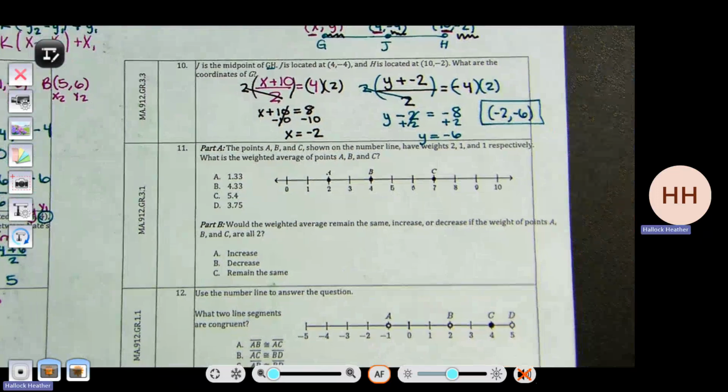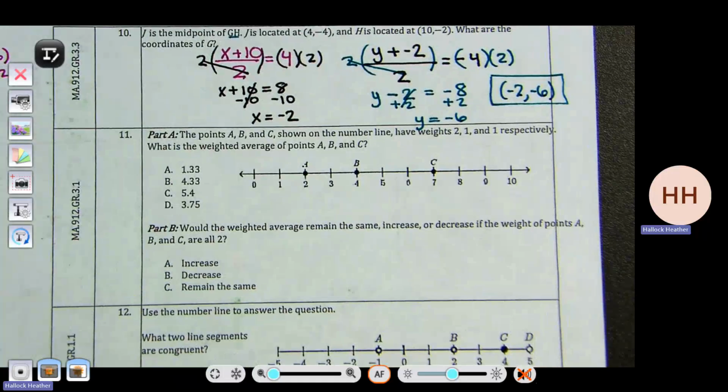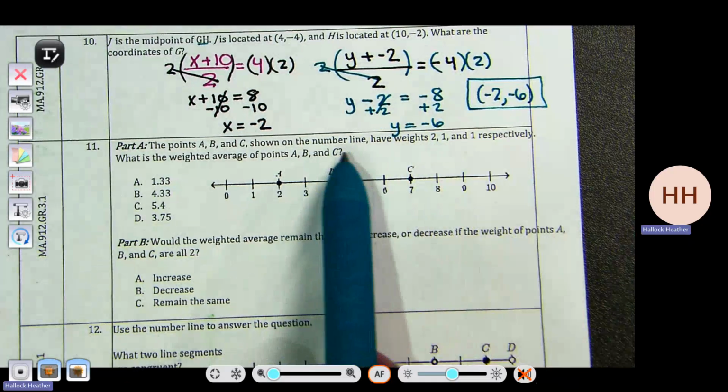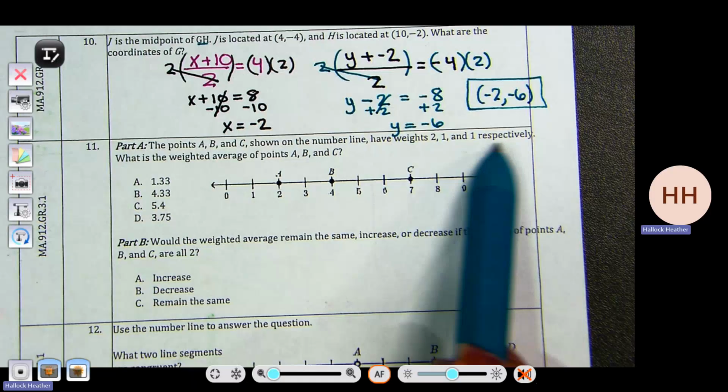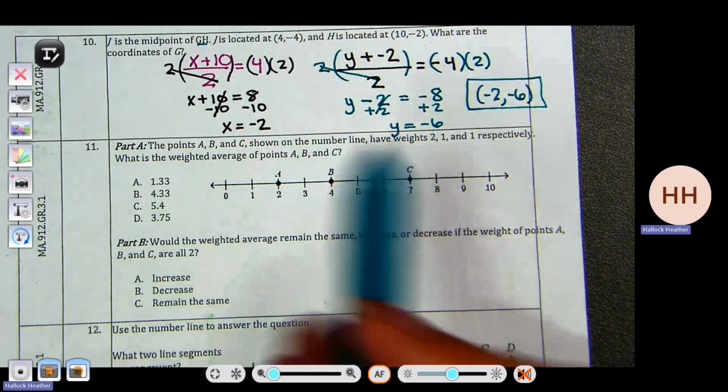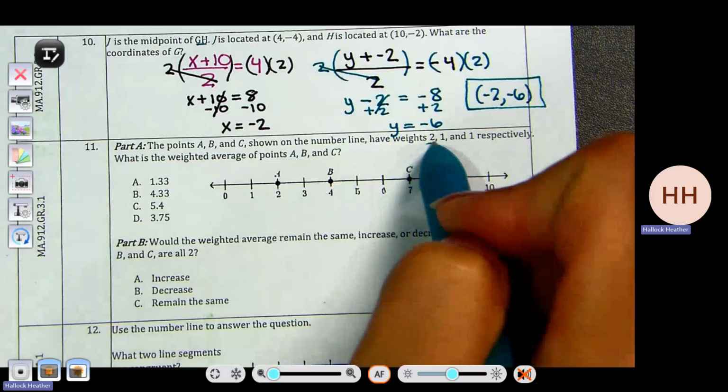11 is weighted average. 11 says the points A, B, and C are on the number line. Oh my gosh, they gave you 3 points. Okay, so it says you have weights 2, 1, and 1 respectively. What are the average weights of points A, B, and C? So A is the first weight.